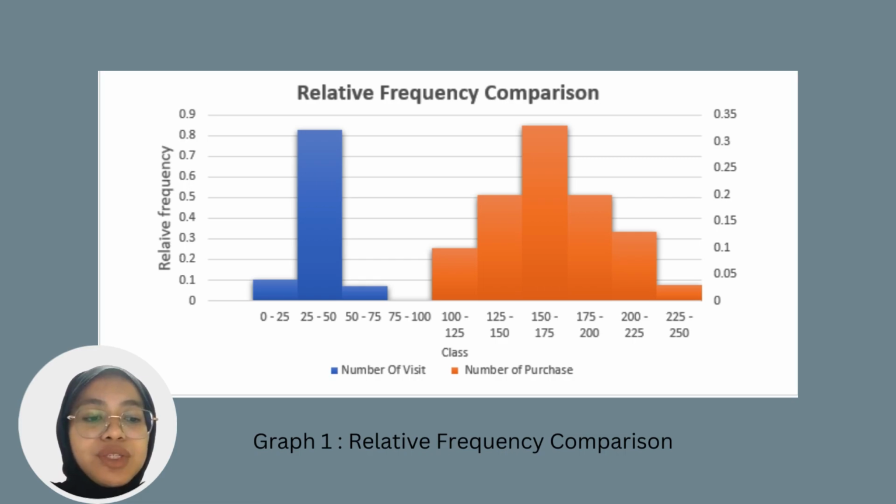This is the bar graph that shows the comparison of relative frequency between number of visits and number of purchase orders. As we can see here, the relative frequency for number of visits increases until the class 25 million up to 50 million and decreases until the class 50 million up to 75 million. Meanwhile, the relative frequency for number of purchase orders increases until the class 150 million up to 175 million, and after that it decreases until the class 225 million up to 250 million.